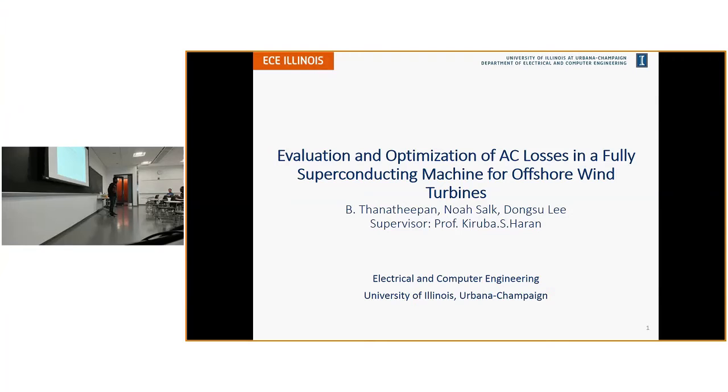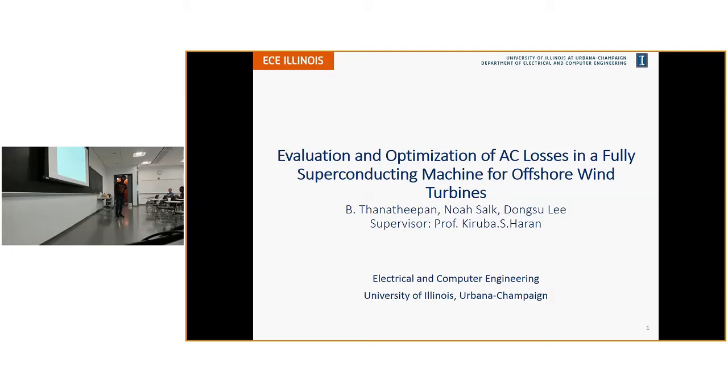Hi everyone, my name is Theepan and I'm going to present about evaluation and optimization of AC losses in a fully superconducting machine for offshore wind turbine. Even though my presentation is focused on offshore wind turbine, since I am working on two projects, one is electric propulsion, I will highlight some of the comparison of AC losses in two different design schemes that I'm working on.